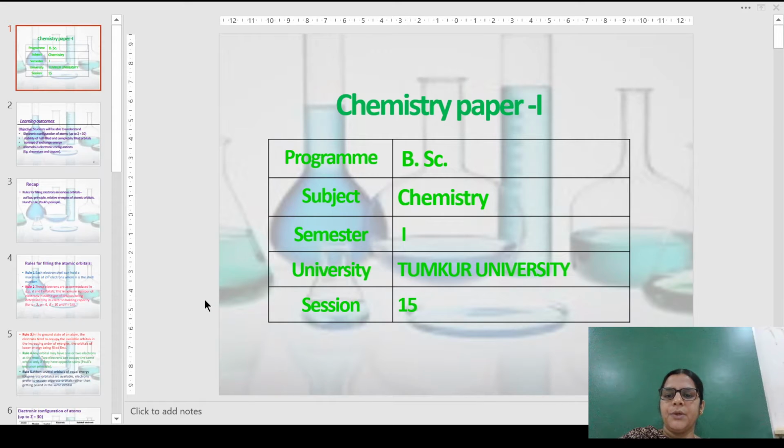Now I want to draw your attention to two particular elements: chromium here and copper here. Chromium has the atomic number 24. It has the electronic configuration of 1s2, 2s2, 2p6, 3s2, 3p6, 3d5 and 4s1. Please do remember there is a change here. It is not 4s2, 3d4. It is 4s1, 3d5. Please remember this.